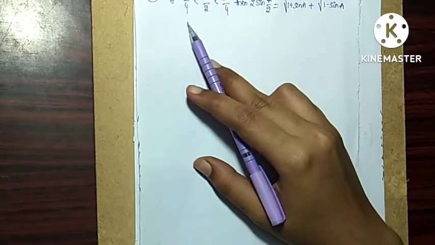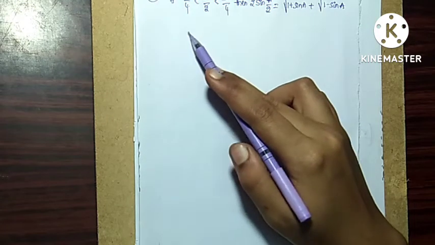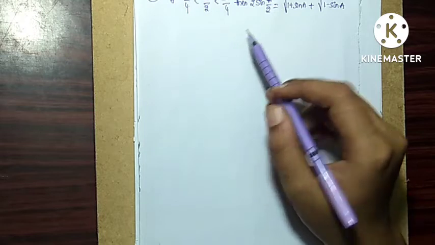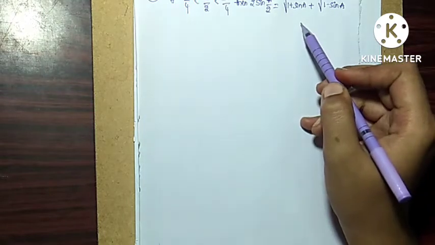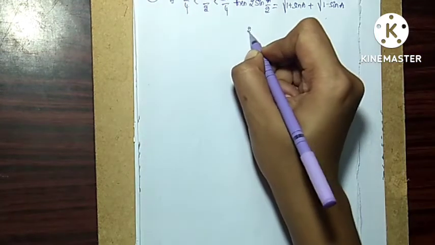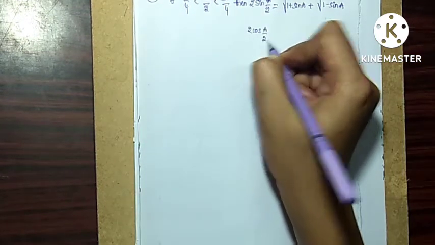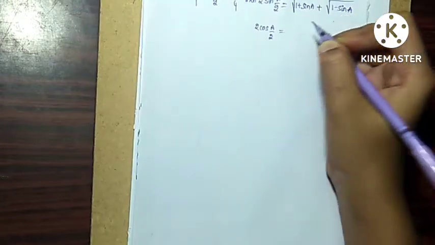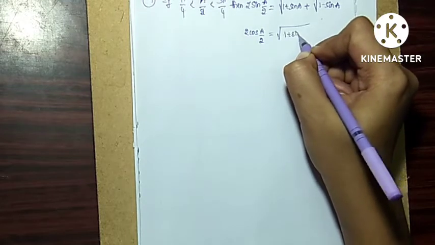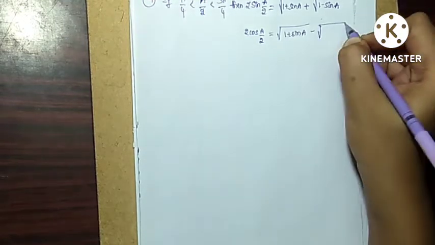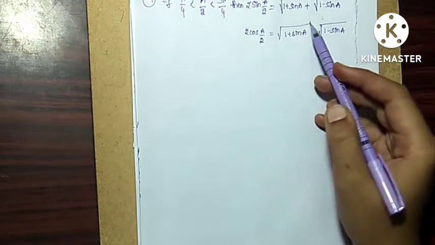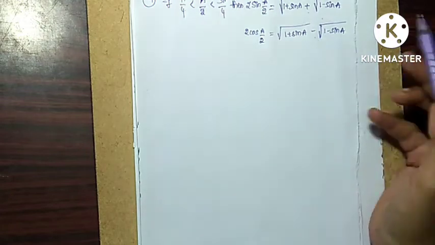If there is an angle which, divided by 2, is between 45 degrees and, what is 3 pi by 4? 135 degrees, then 2 sine a by 2 is root of 1 plus sine a plus root of 1 minus sine a. Then what is the value of 2 cos a by 2? 2 cos a by 2 is root of 1 plus sin a minus root of 1 minus sin a.